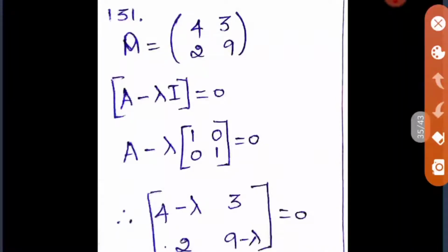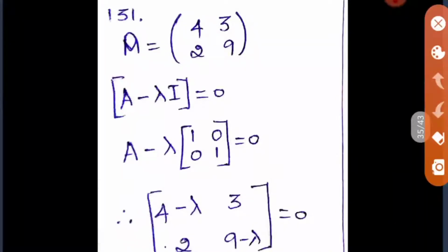So first we want to find the eigenvalues here. So it is A minus lambda I is equal to 0. I is nothing but a unit matrix, so it is 1, 0, 0, 1. If you do this, then you'll get A minus lambda times the identity, like that you'll get two matrices. When you subtract, it is the normal subtraction in matrices.